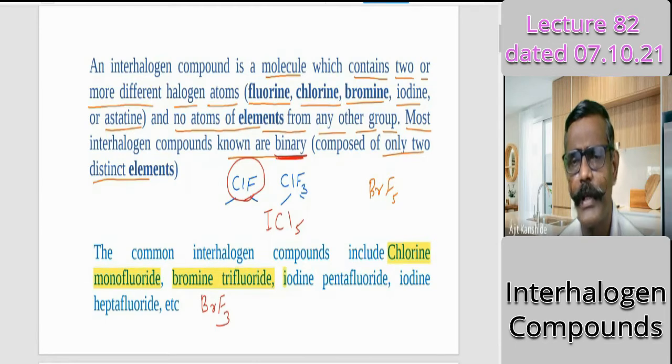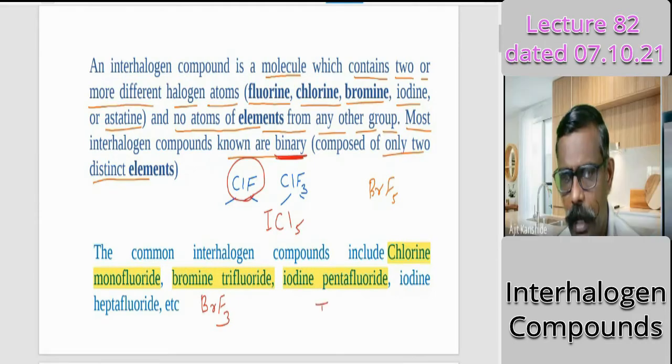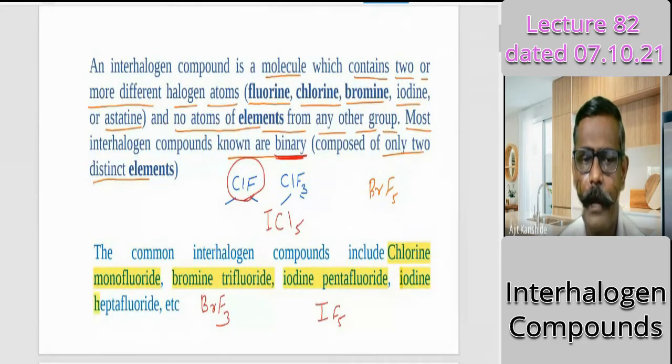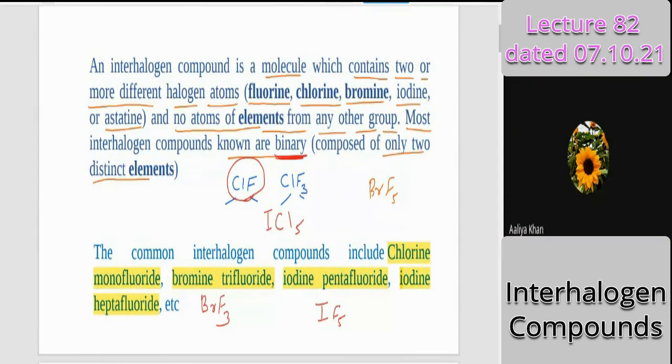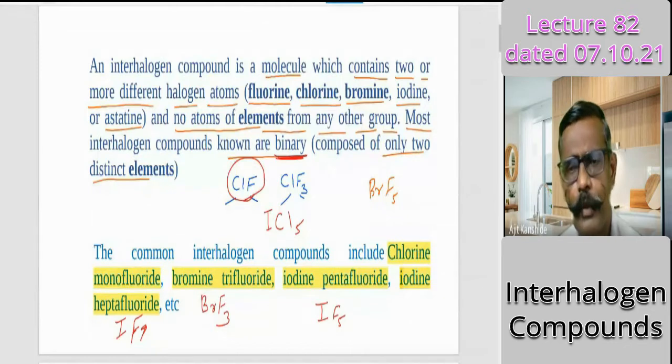Other examples. Names are also very simple. It is an interesting topic. Iodine pentafluoride. Yes, IF5. Brilliant. One more, iodine heptafluoride. Yes, formula please. IF7. Brilliant. These are a few examples. Many such compounds are possible.